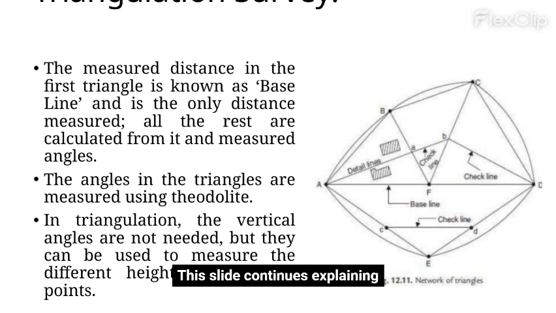This slide continues explaining triangulation survey. It states that the measured distance in the first triangle is the baseline, which is the only distance measured. All other distances are calculated from it and the measured angles. The angles are measured using a theodolite. Vertical angles are not needed but can be used to measure height differences between points.